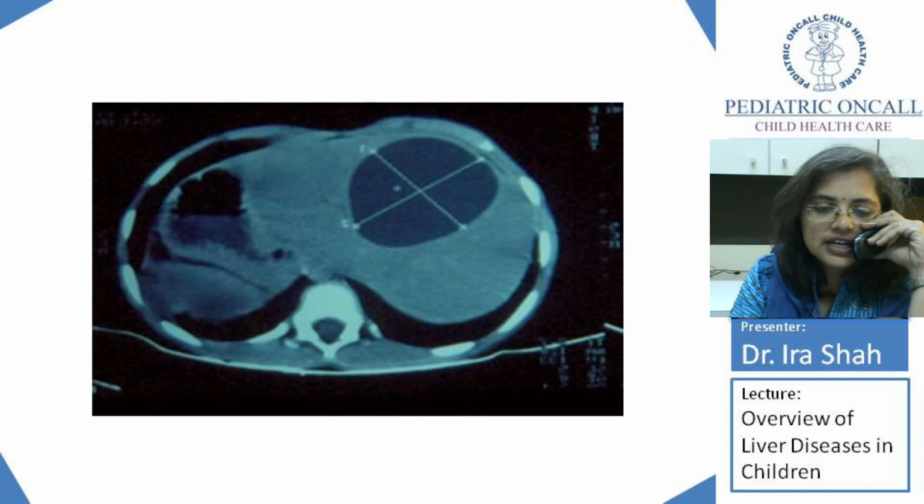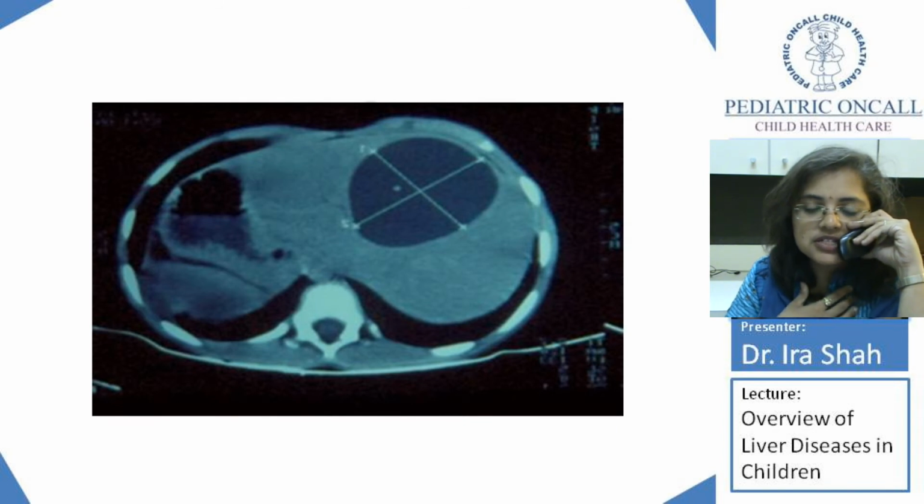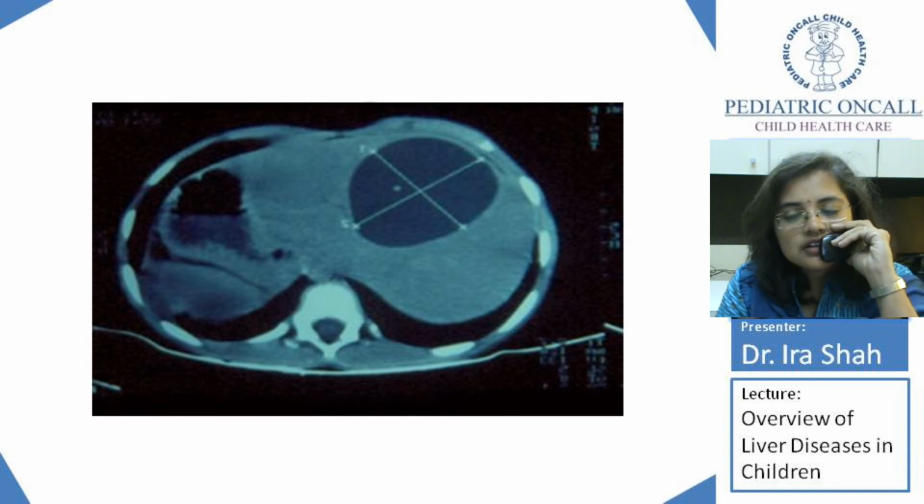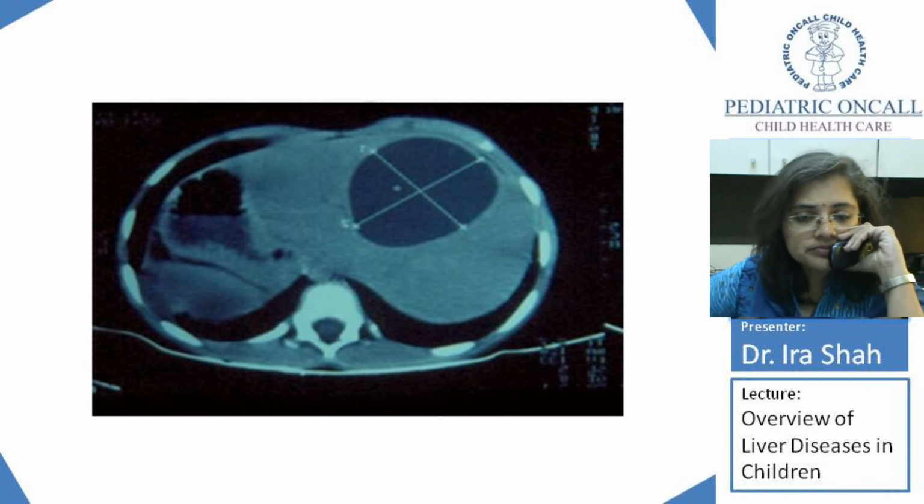Now this particular slide, can you tell me what this patient has? This child came to us with abdominal pain. Somebody did an ultrasound, found a cyst in the liver, a CT was done, and this was the kind of cyst. So what is this? This is a hydatid cyst.